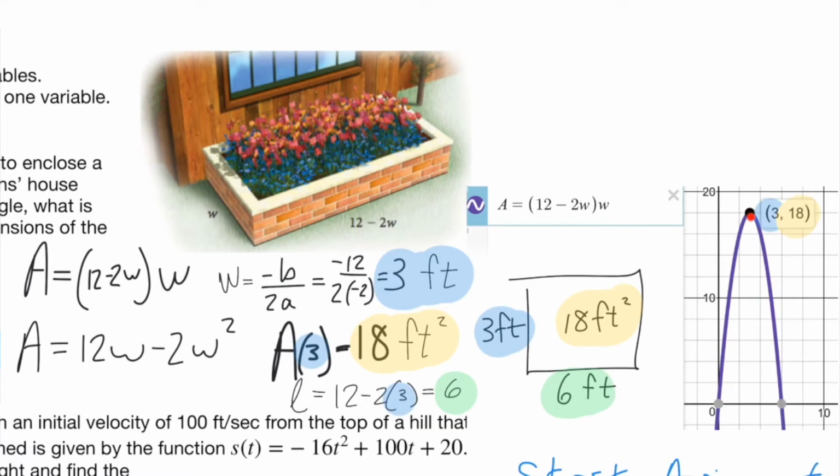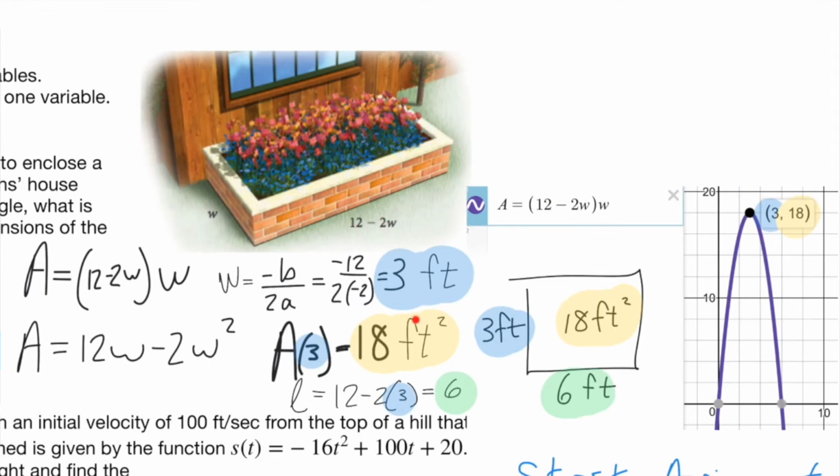Here's the vertex of the graph: 3, 18. At any other x values, or in our case, any other w values, you're going to have something less than 18 feet squared. But if you just make w equal to 3, then you'll have the maximum area that you could have. Here it is in the graph. And you can see this is what I typed into Desmos to produce the graph.